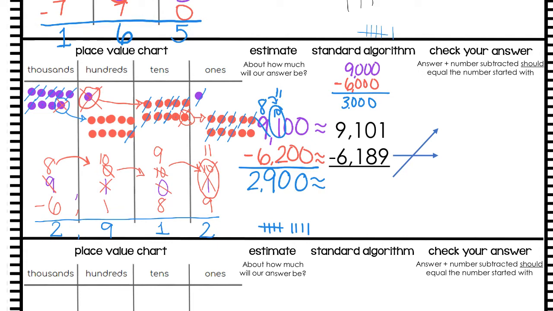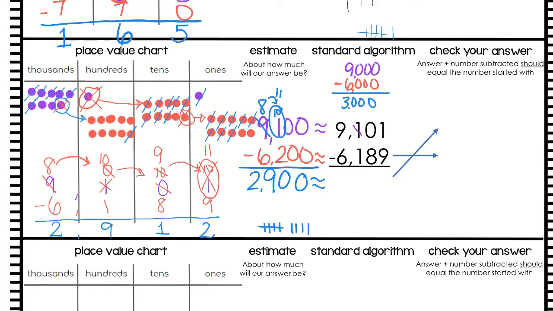Now we're going to do part 3, standard algorithm. We start in the ones place. 1 minus 9, I can't do it. So I come over and I say, can I borrow from the tens place? No, I can't because there was nothing in purple in the tens place. So I go to the hundreds. Can I borrow from the hundreds? Yes, I can.